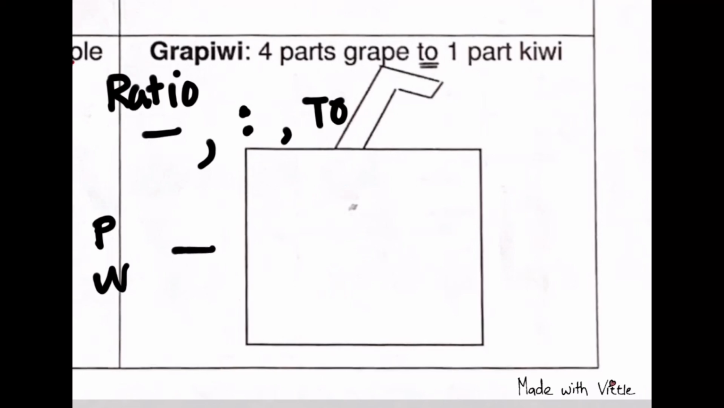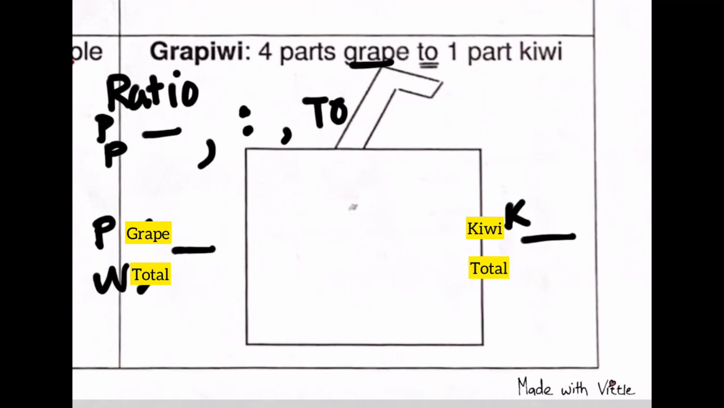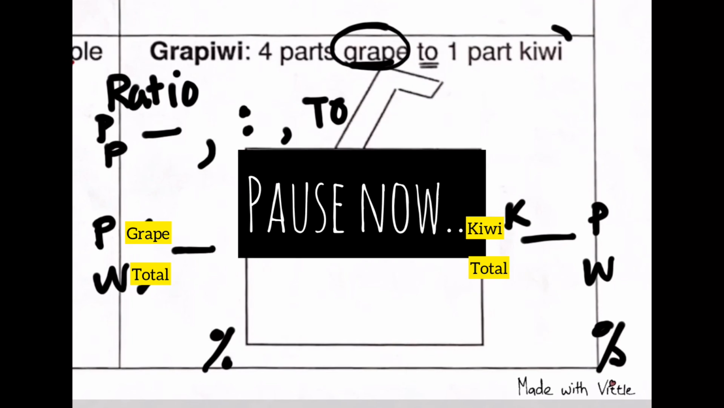Okay? This one is part to part, right? So a ratio that is part to whole, which is the total, for the grapes, and also you do the same thing for part to whole with the kiwi. Okay, so this is going to be part to whole. So copy the juice box and then also give the percentage for the grapes, give the percentage for the kiwi. Okay, good luck.